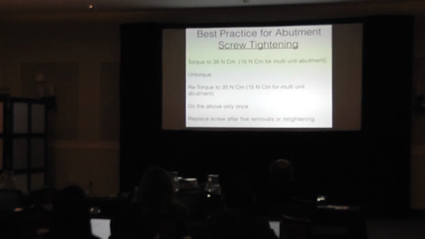And just to throw this in, what we've learned is that your suggested guideline now for torquing your screws in is to torque it to whatever the manufacturer recommends. Nobel Biocare recommends 35 centimeters for that screw. You torque it to 35, you untorque it, and you retorque it. By torquing, you stretch the screw threads. Untorquing, they relax, and then you torque it again.